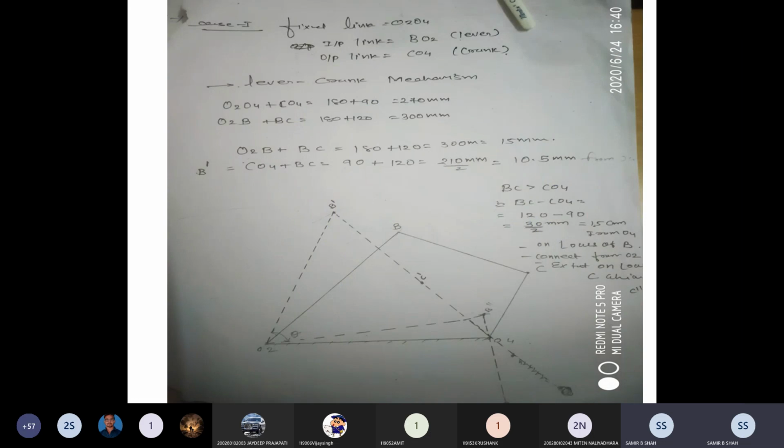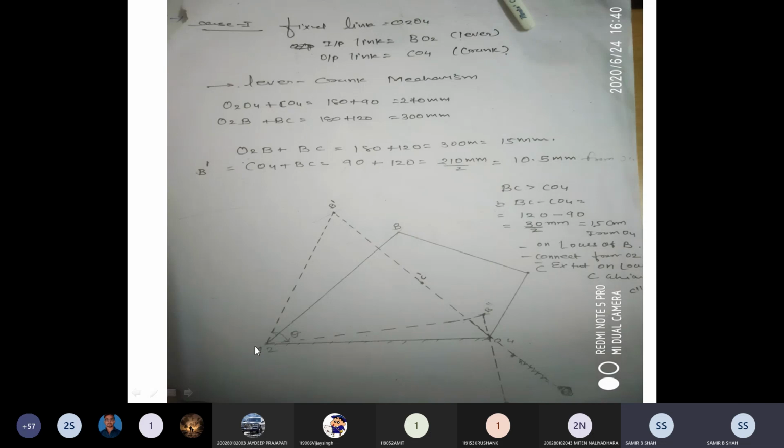Just see the diagram, as this is the forward chain mechanism O2, O4, C, B. Okay, you have already drawn this diagram O2, O4, C and B. Now, this is the input link O2B, it is called a lever, and O4C is called a crank. So it is called a lever crank mechanism.